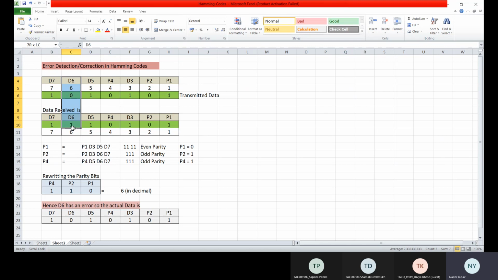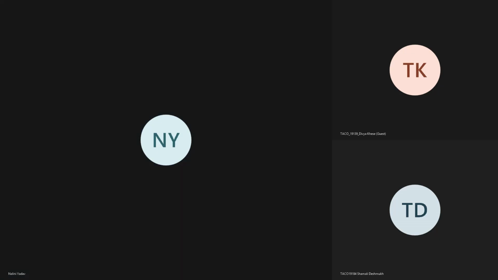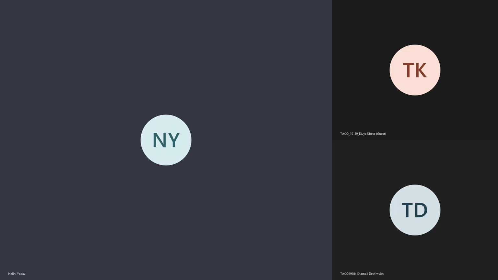You can even see here that this sixth position has flipped, right? So I am supposed to flip the sixth position, and this is how an error is detected in a Hamming code. Fine. So this is the theory behind Hamming code. Now let's look at a code. Okay, so let me share the Hamming code. Fine, so let me share the code now.